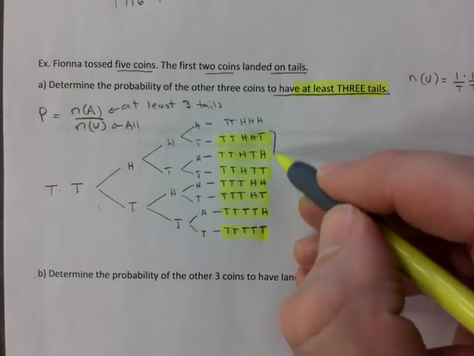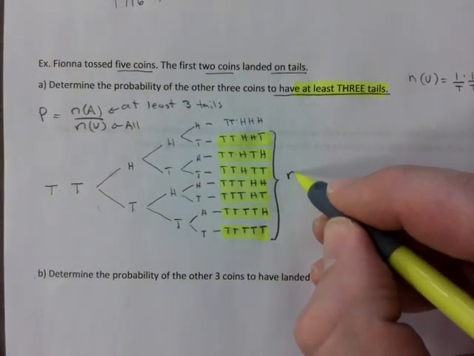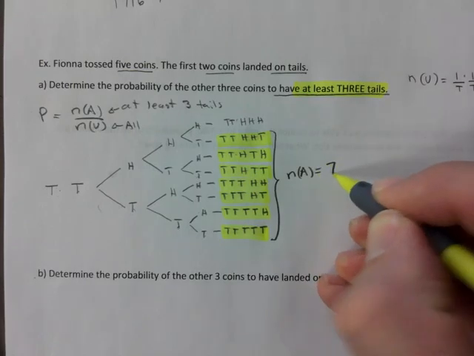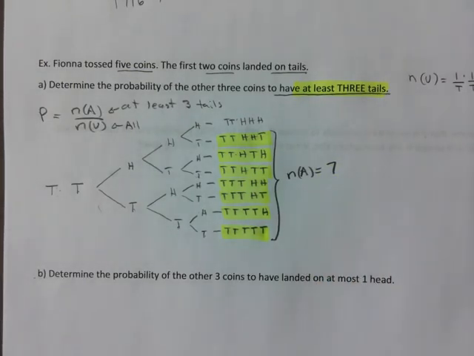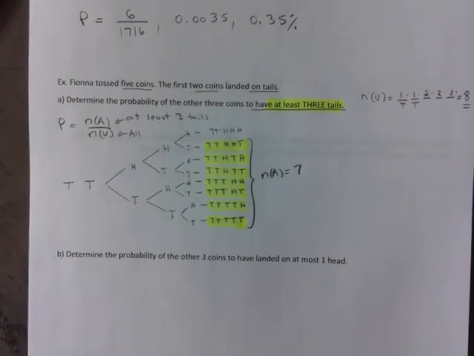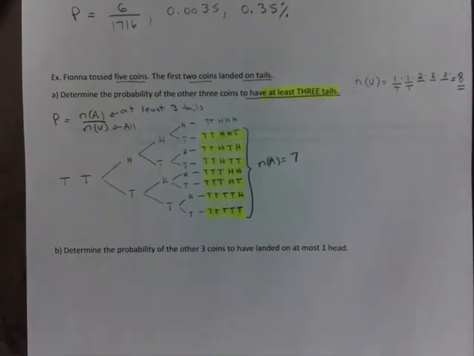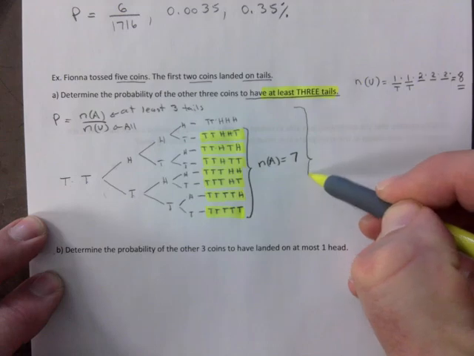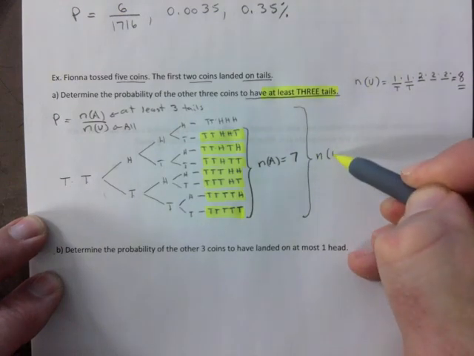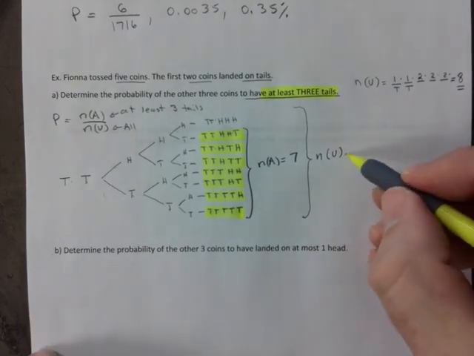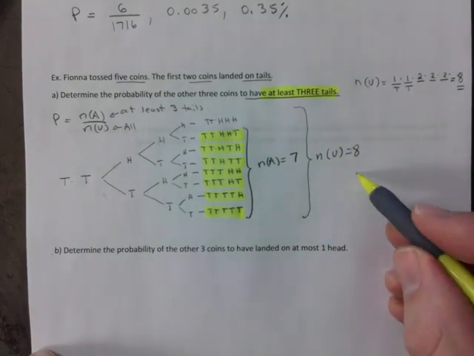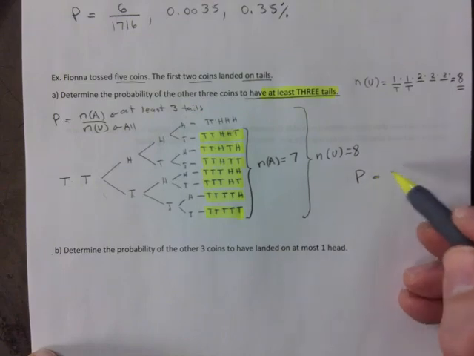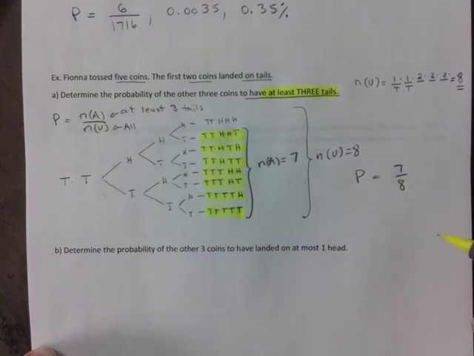In this case, you've got 7. So NA is 7. And sorry, I have to zoom out here a bit. This whole thing is NU, and you should have obviously more, right? NU is 8. So in this case, the probability of that happening is simply 7 over 8. That's it. All that work just to come up with that. Okay.